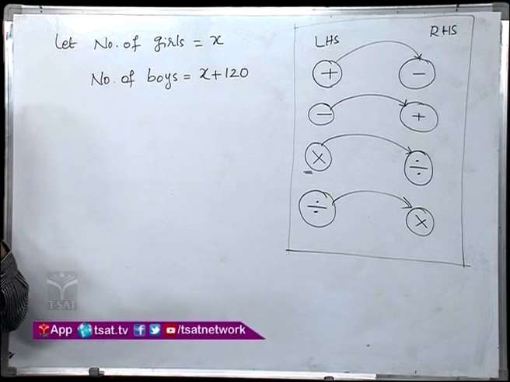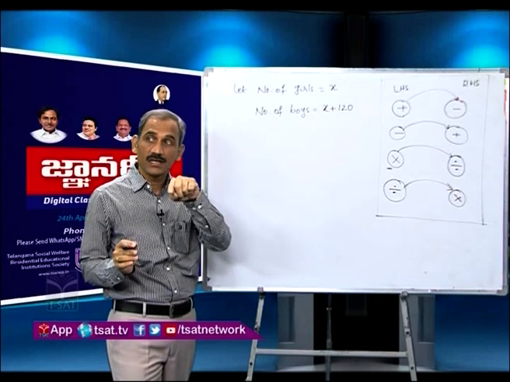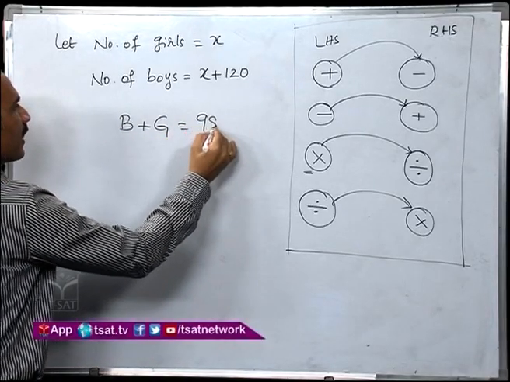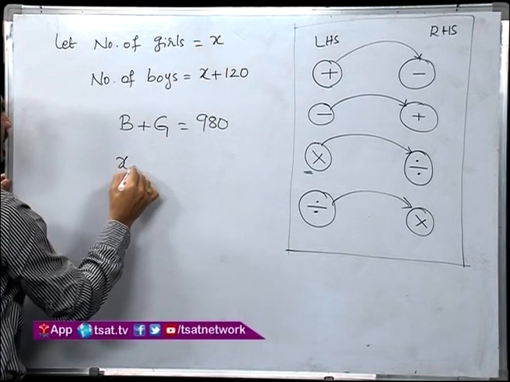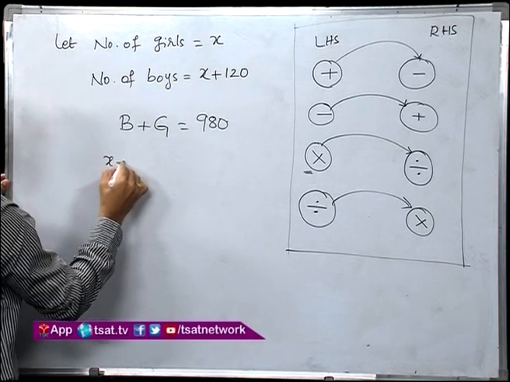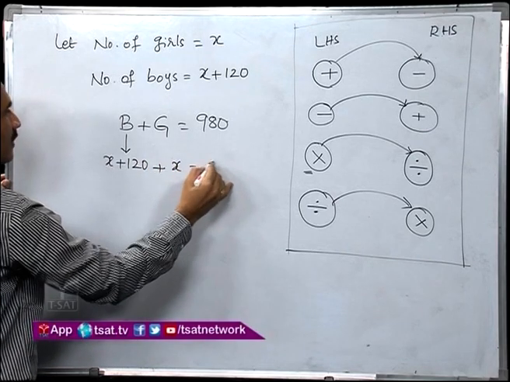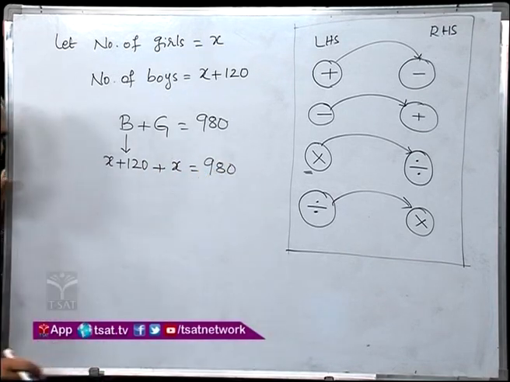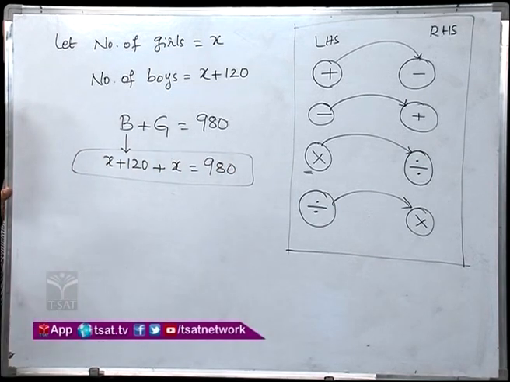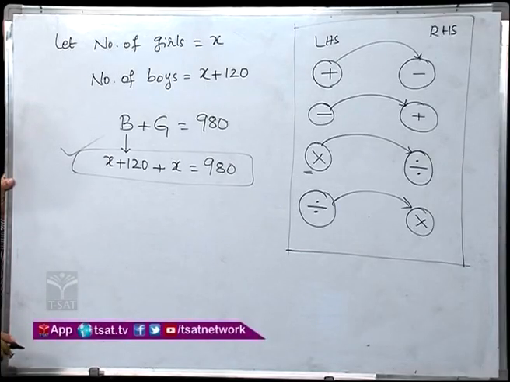In the school, how many students are there? 980 students. That means boys plus girls is equal to 980. That means first you write the number of boys, x plus 120, plus girls, x, is given as 980. This is very important. By understanding the given statement, you have to form the equation. That is very important, right?